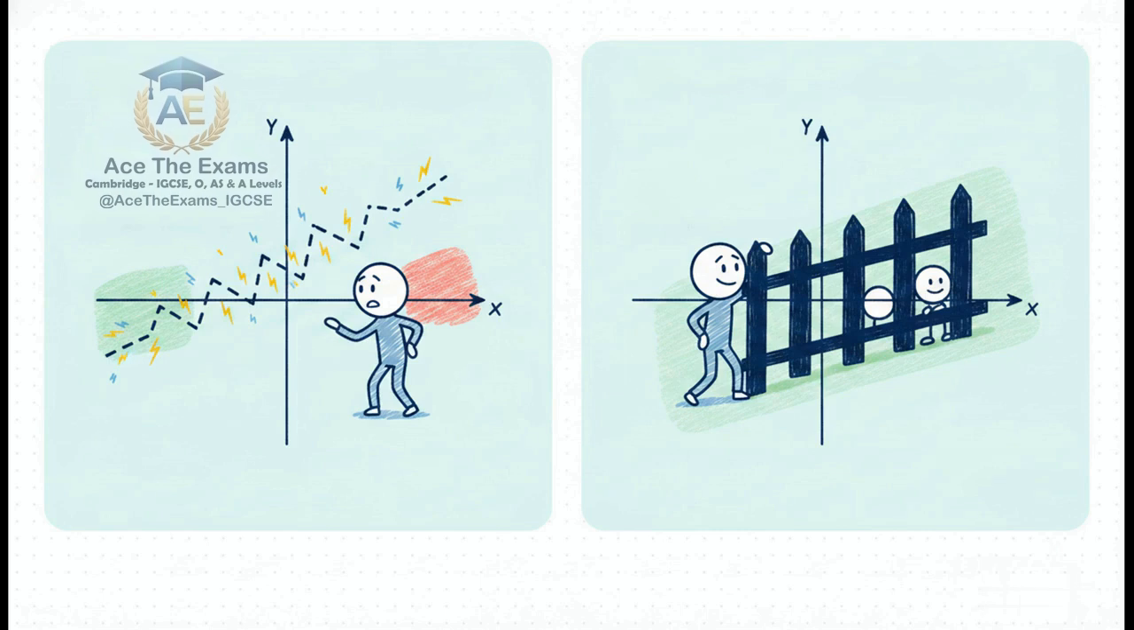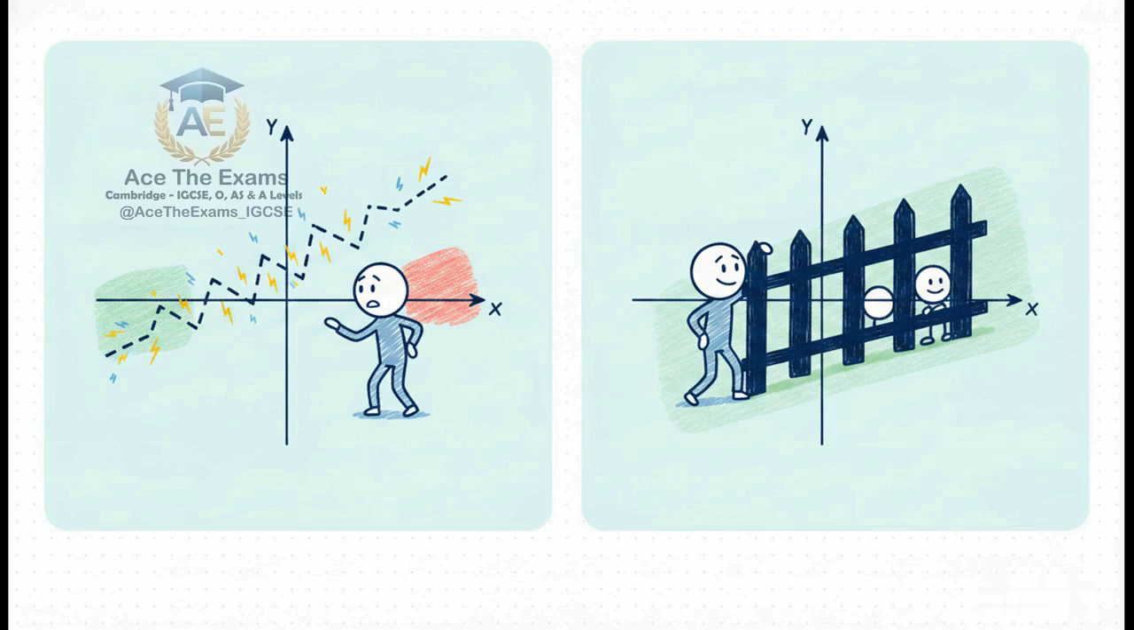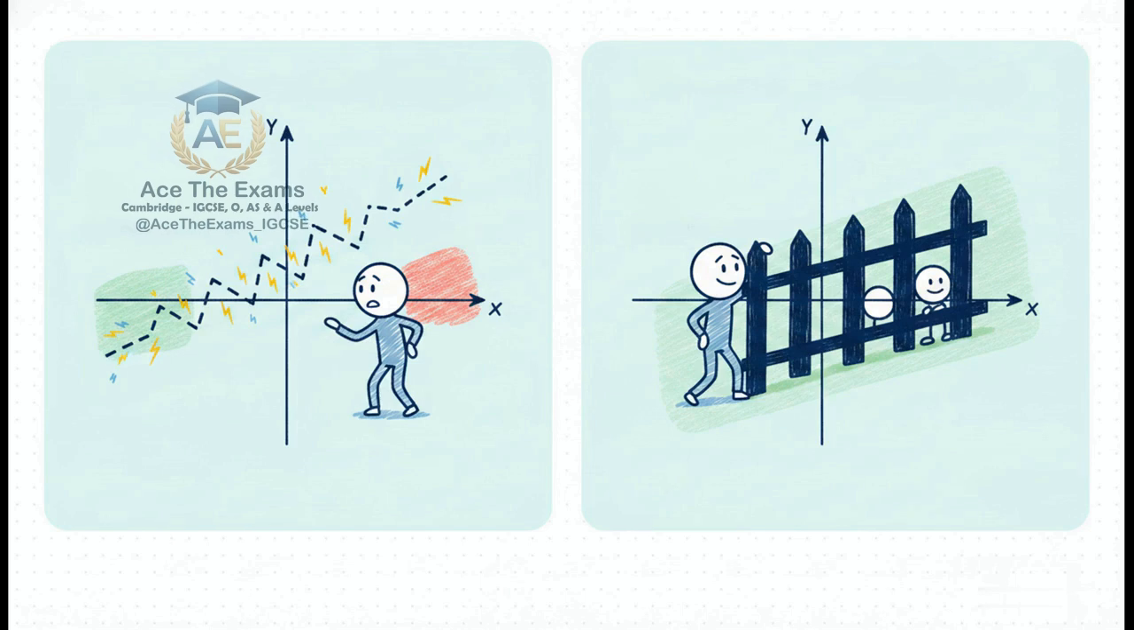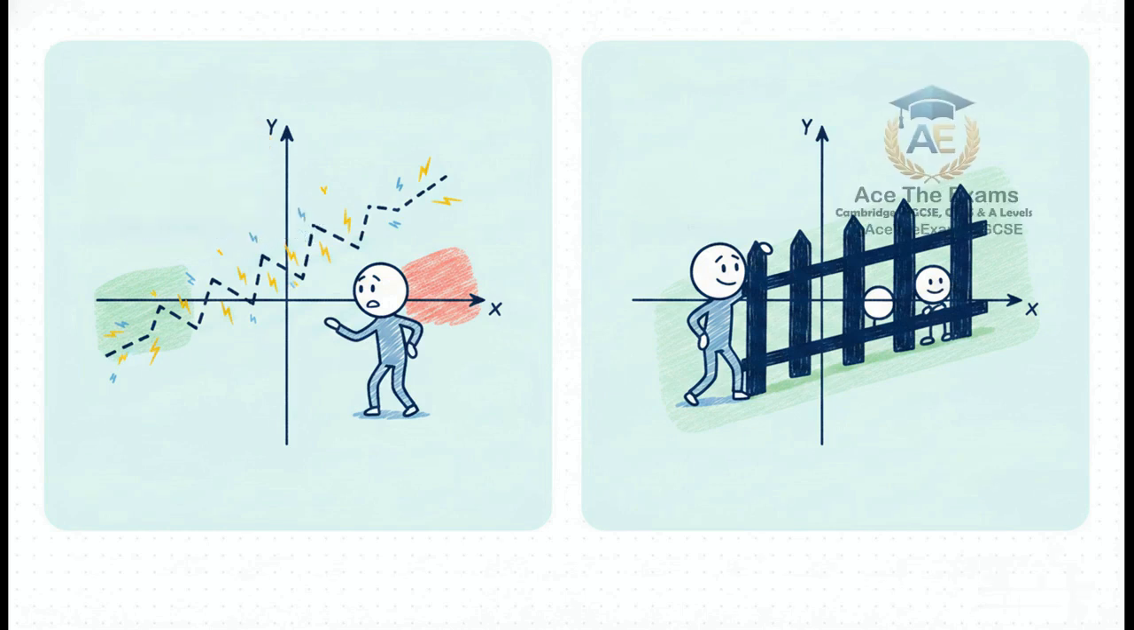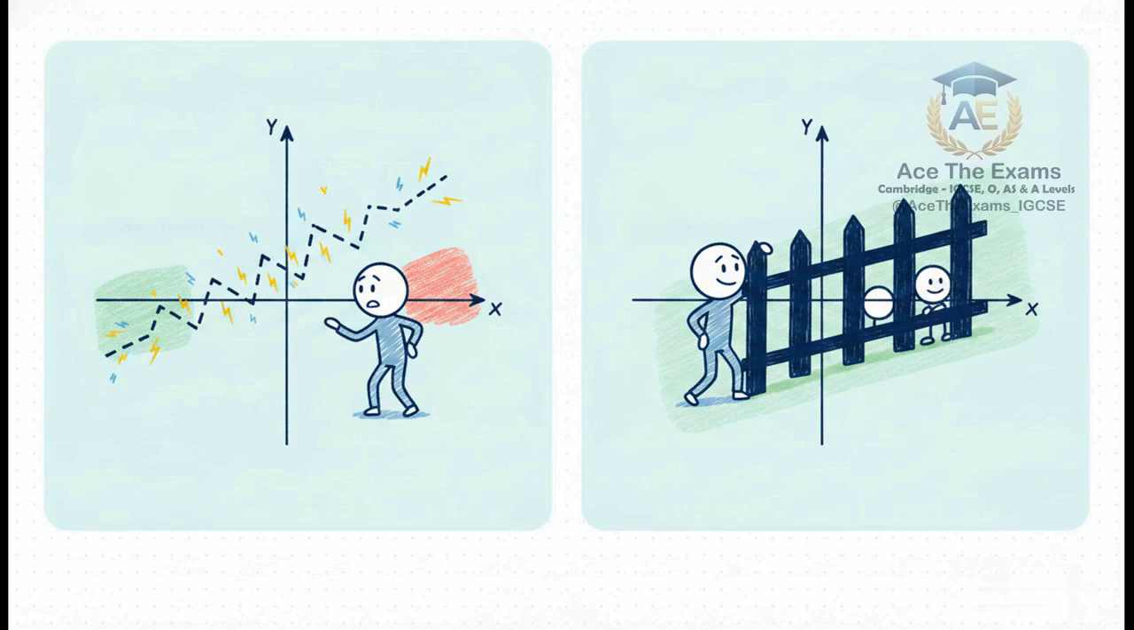On the flip side, if your inequality is inclusive, meaning it's less than or equal to or greater than or equal to, you draw a solid line. A solid line means the boundary itself is physically part of the safe zone. The fence itself is included in your solution. Getting this right is absolutely critical. Drawing a solid line instead of a dashed line in your exam will literally cost you points.